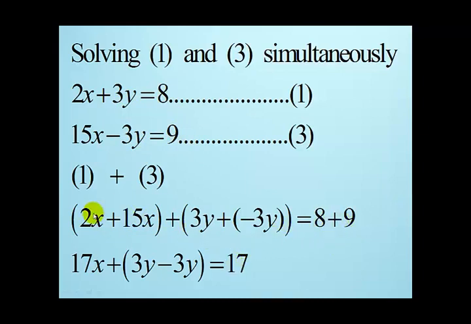Now 2x plus 15x is equal to 17x. And 3y plus minus 3y is equal to 3y minus 3y. And this is equal to 17. Now 3y minus 3y equals 0. And 0 plus 17x equals 17x. So we have 17x is equal to 17.